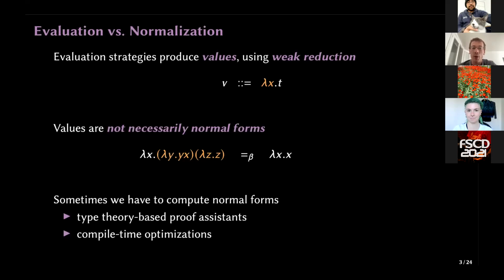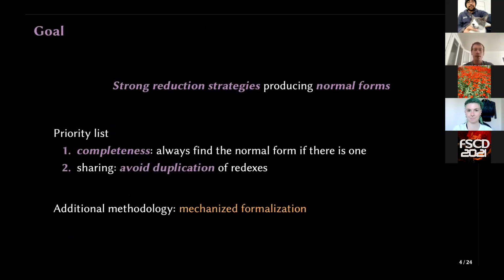So these evaluation strategies are perfect for providing a semantics to functional programs, but they are not enough in some applications where we need to compute normal forms. Think, for instance, of proof assistants, or in some cases, compilers. So this line of work aims at providing strong reduction strategies that are able to produce normal forms, to truly normalize lambda terms.